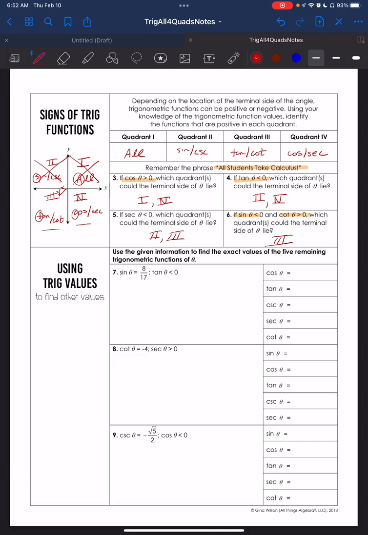It's that last question there that is going to be really helpful as we work the rest of these problems. We're going to use one trig function to find all the rest of them. Now we kind of did these before, but only in the first quadrant.